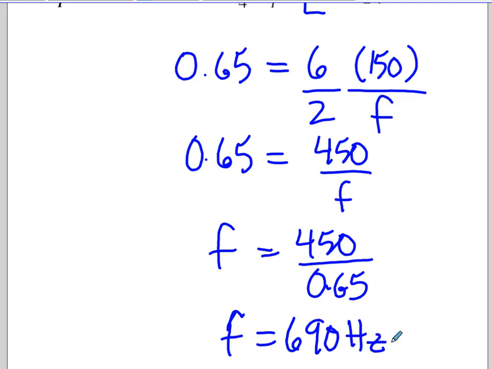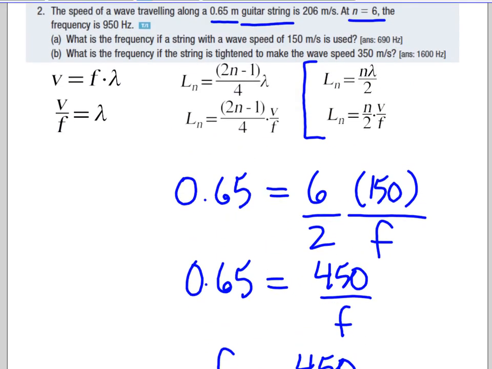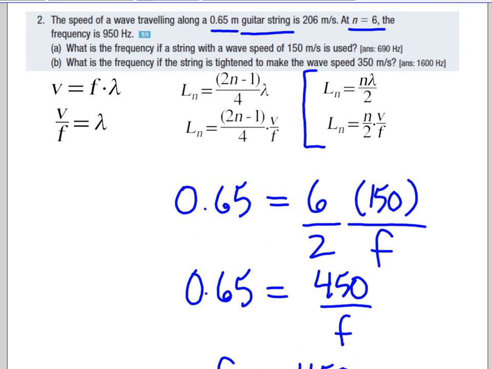Okay, and then second part, what is the frequency if the string is tightened to make the wave speed 350 meters per second? Okay, so all of those things are the same with the exception that instead of 150 meters, we're going to use 350 meters. So I'm going to be a little bit lazy here and change this. So that would be 3 times 350. We'll just change this throughout the problem and trickle it through. 3, 9, 10, 50.